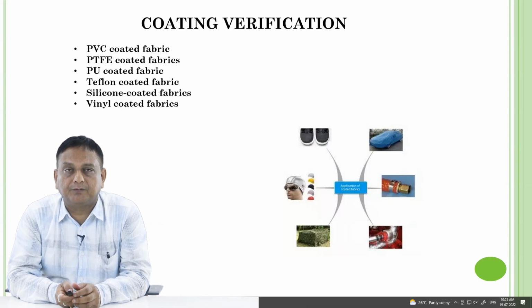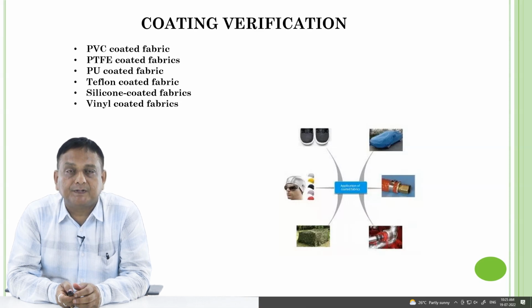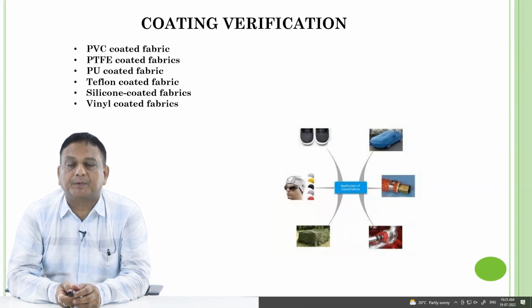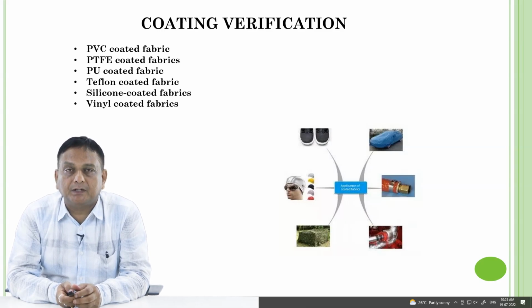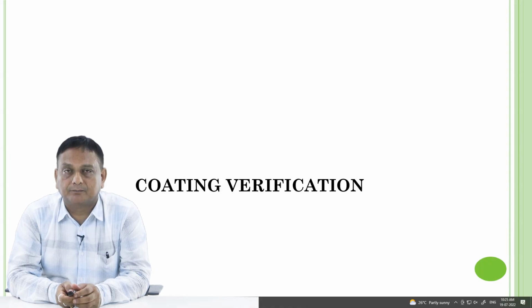So for this, coating verification is done, and different types of commercial fabrics are also available in this area, that is, PVC coated fabrics are available. Then polytetrafluoroethylene coated fabrics, PTFE, polyurethane coated fabrics, PU, Teflon coated fabrics are also available, silicone coated fabrics are also available, and finally the vinyl coated fabrics. So these are the different kinds of coating available depending upon the applications, for which we are describing different testing methods here.